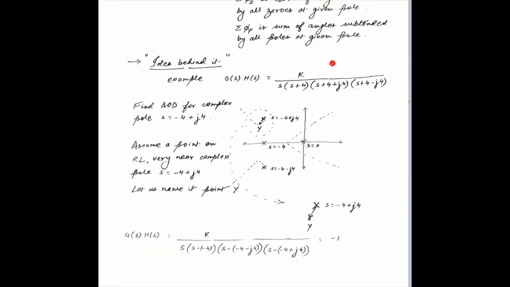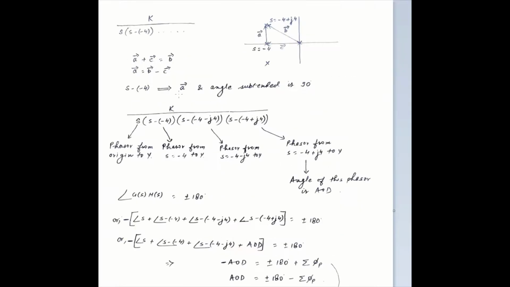So now I can write this transfer function in this format by showing these poles separately, and GSHS is equal to minus 1. We know this because this is the characteristic equation. Now moving forward, when I write this transfer function in this format, this particular factor, s minus of minus 4, what does it actually mean?